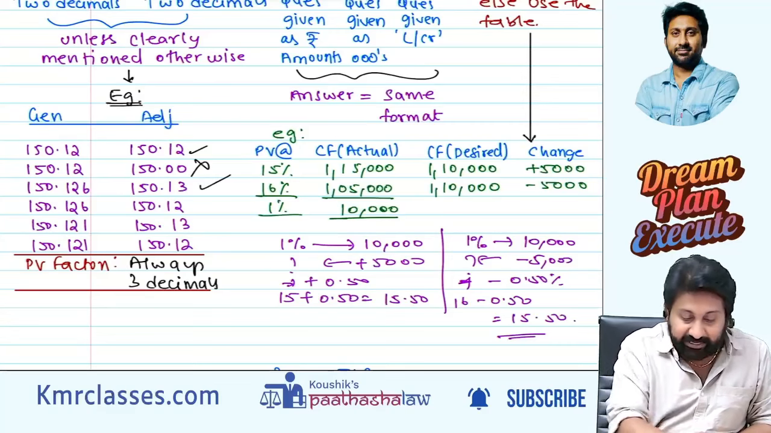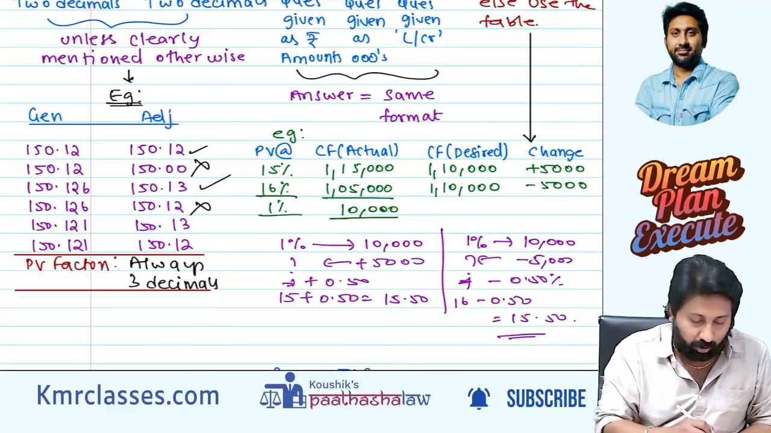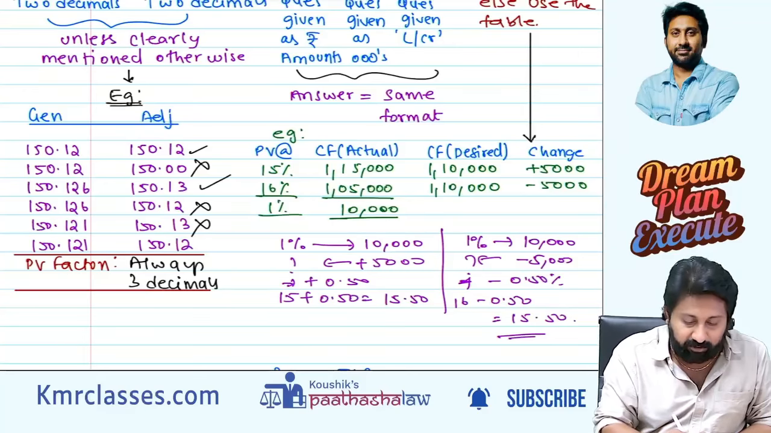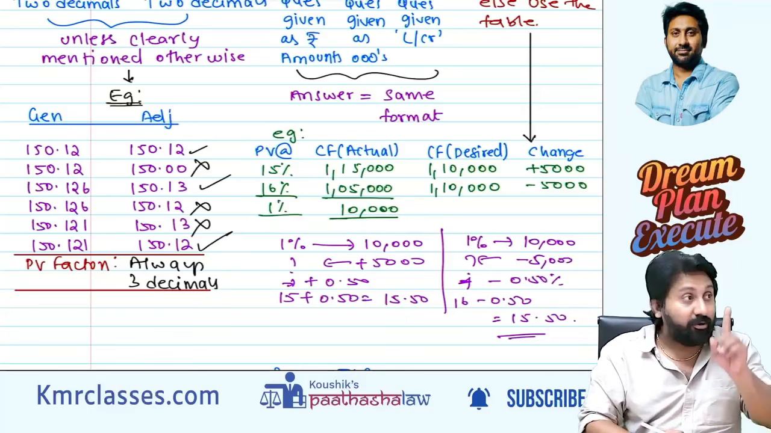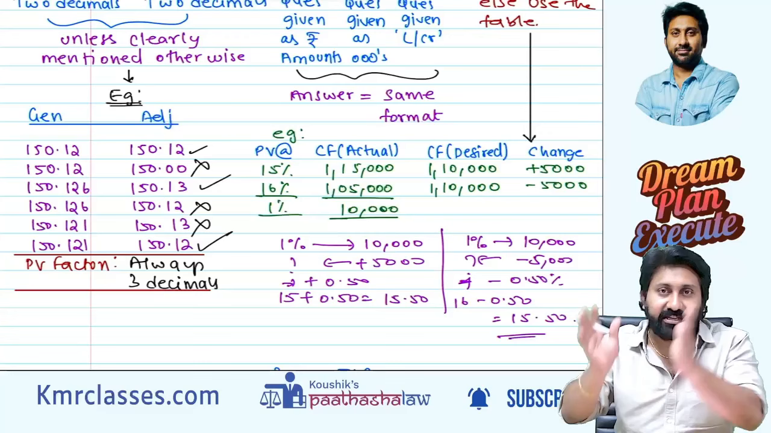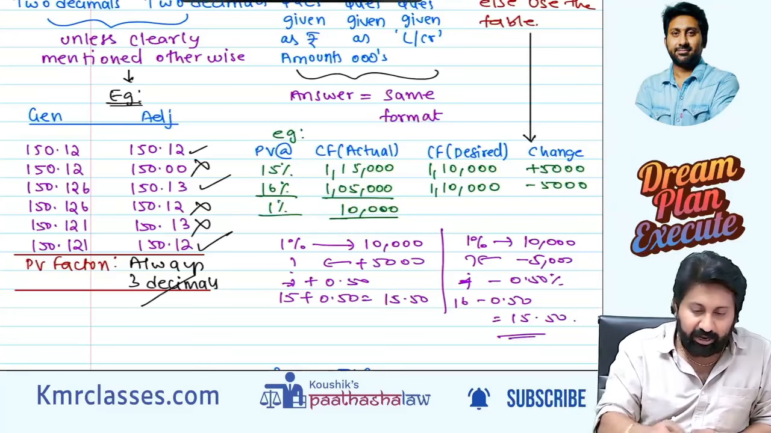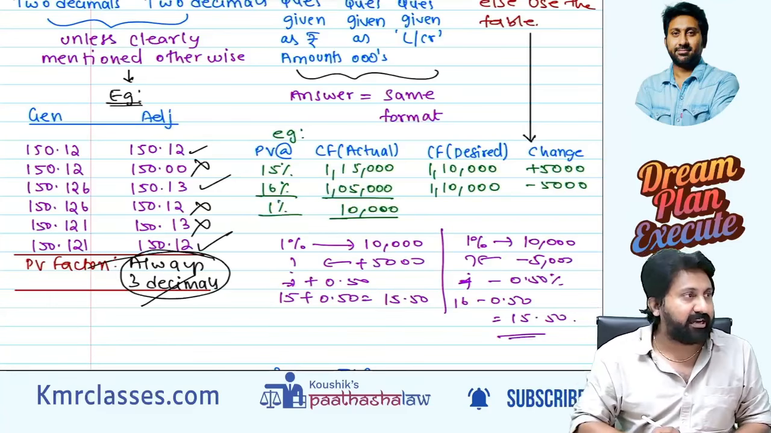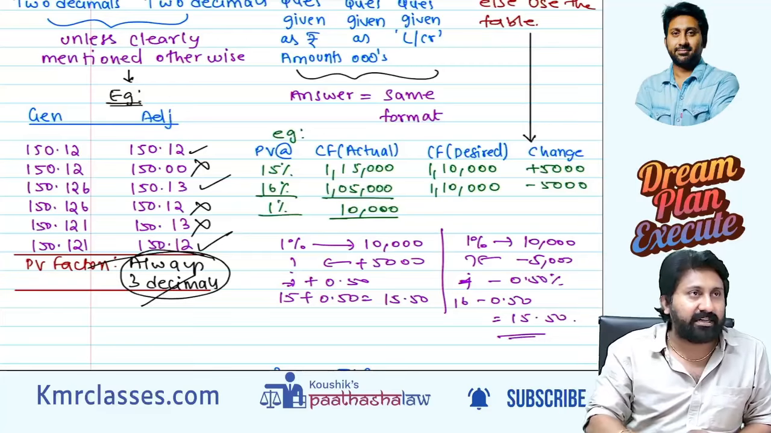Right. Same thing, you round it off to 150.12. Wrong. 150.121, you round it off to 150.13. Wrong. 150.121, you round it off to 150.12. Yes, if you do it this way, you will get the answers like what the institute gets in its key. Okay, next very important thing is PV factors always 3 decimals. PV factor always 3 decimals is the concept.